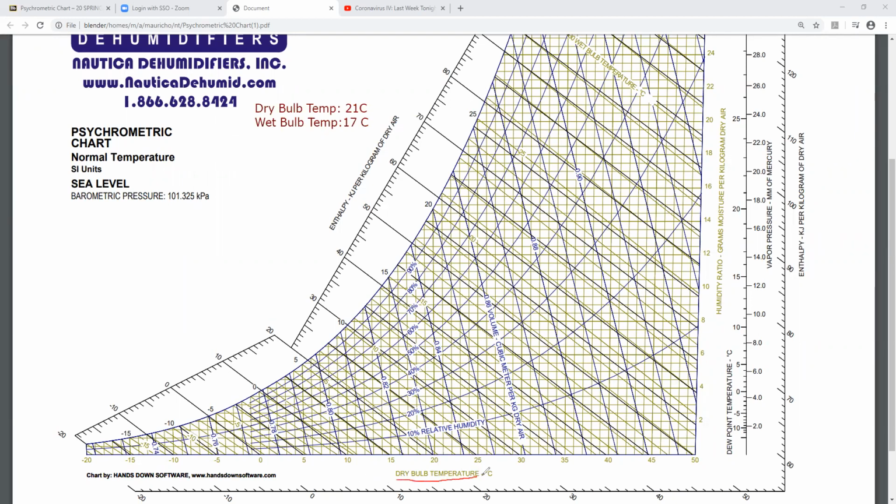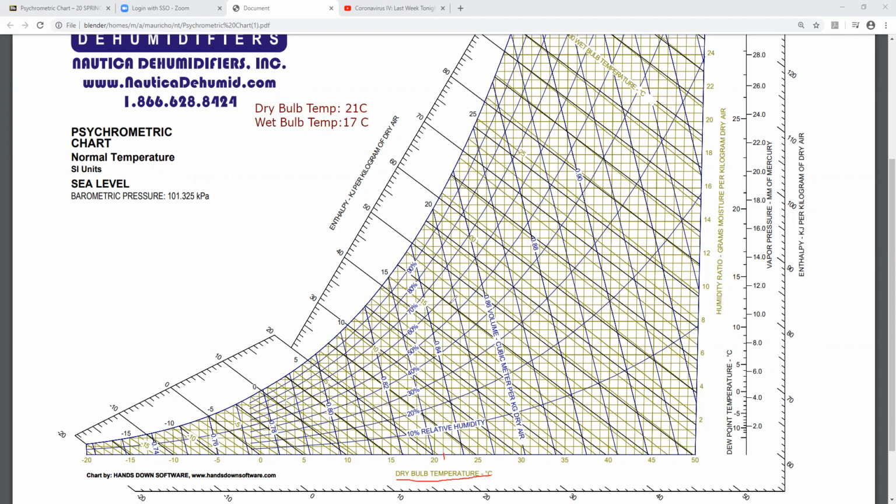So as you can see here, it says dry bulb temperature on the x-axis. Here it goes horizontal lines in increments of 5. So it would be 15 here, 20. We are looking at 21 degrees Celsius. So our starting point would be right here for the dry bulb temperature.